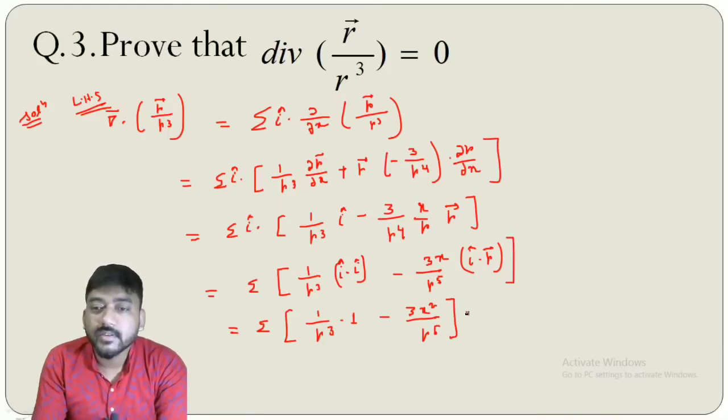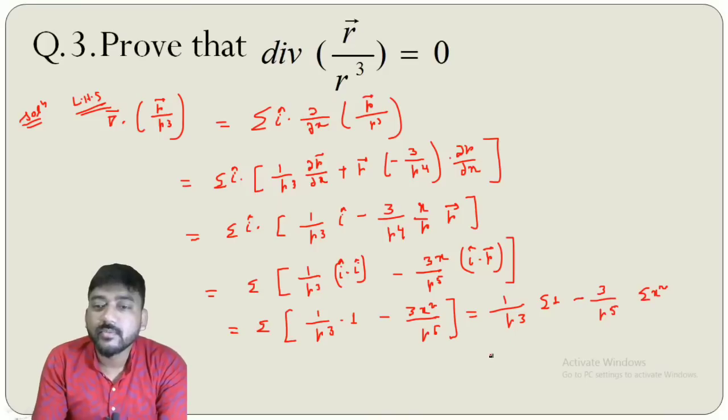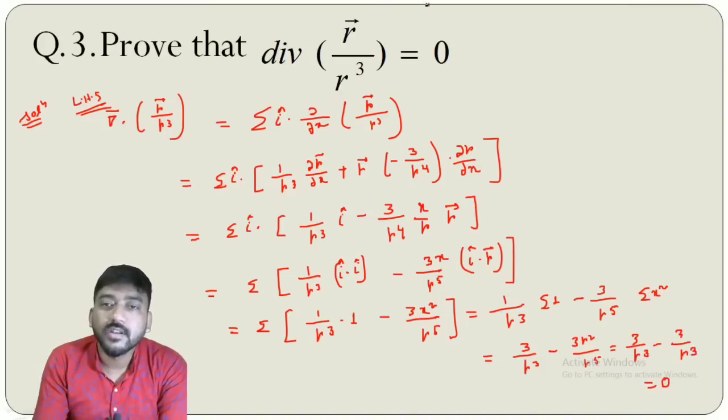And now if you take this summation inside the bracket, you will get this 1 by r cube into summation of 1, that means summation i dot i you can write also, but summation i dot i means it's 3 actually, because this is i dot i plus j dot j plus k dot k, and minus 3 by r to the power 5 into summation x square, and the summation x square is again r square, because it means x square plus y square plus z square. So it will be just 3 by r cube minus 3 r square by r to the power 5. So this is 3 by r cube minus 3 by r cube. So it will be 0. Okay, and this is our required result obviously. So next question.